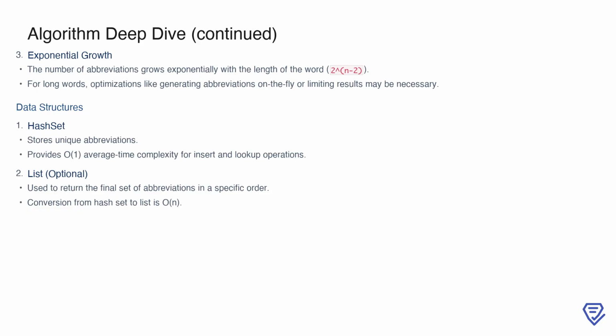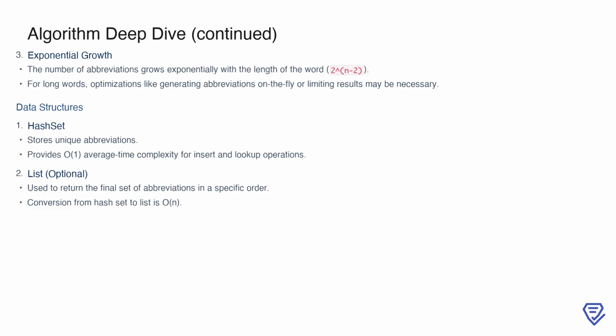As the length of the word increases, the number of possible abbreviations grows exponentially, specifically as 2^n. For longer words, this growth can become computationally expensive, necessitating optimizations like generating abbreviations on the fly or limiting the number of results based on specific constraints.